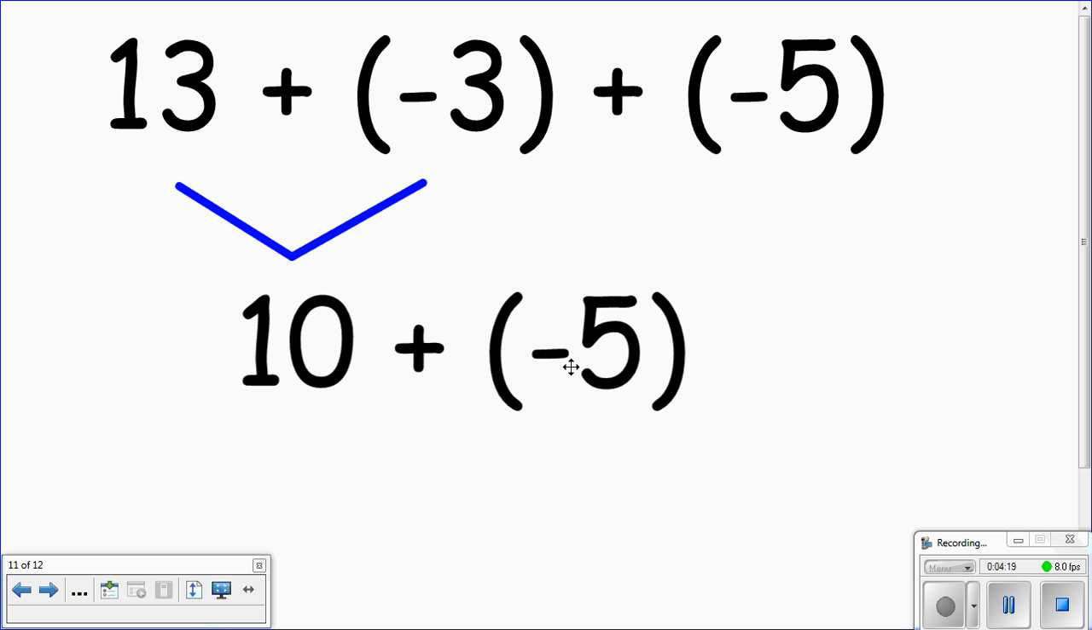Then I'm going to add my negative 5. Again, these don't have the same sign, so I'm going to subtract their absolute value. Absolute value of 10 is 10. Absolute value of negative 5 is 5. So 10 minus 5 is 5. And we have more positives, so the answer is going to be positive.